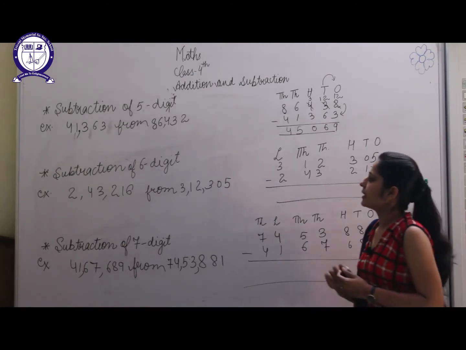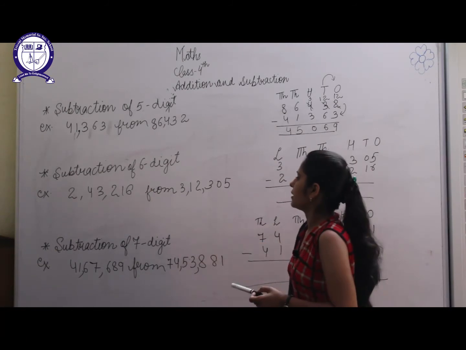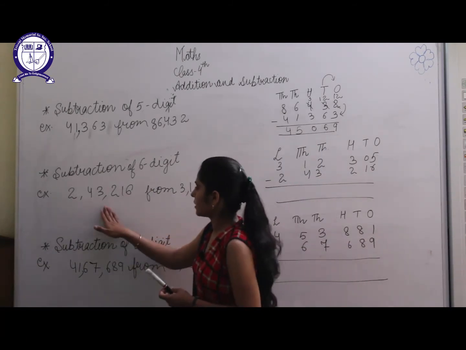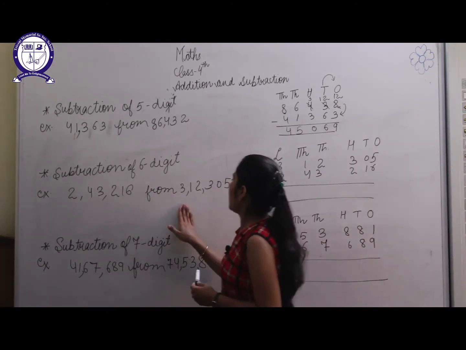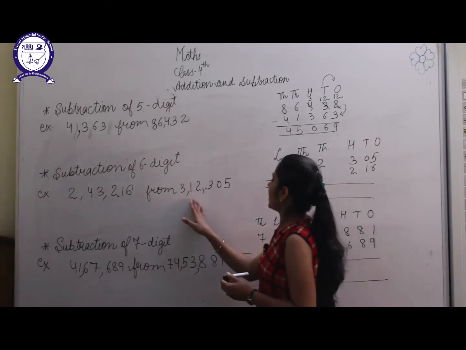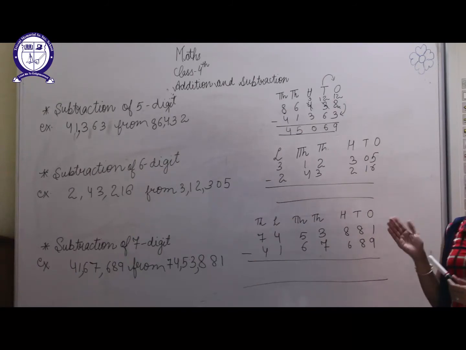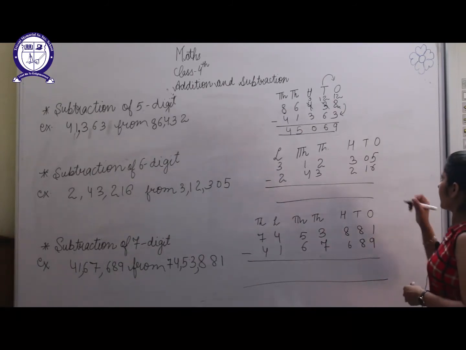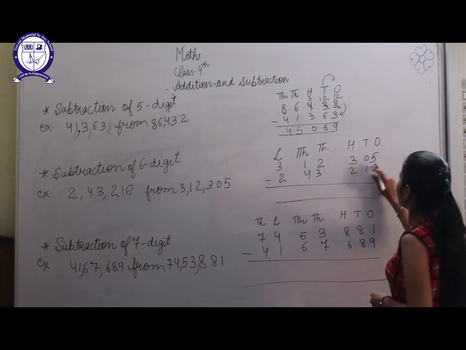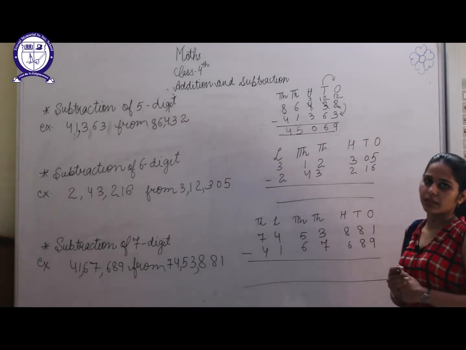Let's take another example of a 6-digit number with regrouping. We have 2,43,216. We have to subtract this from 3,12,305, students. So we have arranged the number. We will start subtracting from the ones place. We cannot subtract 6 from 5 as 6 is greater than 5.